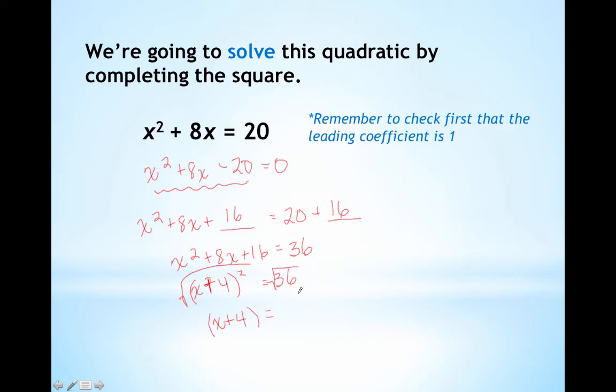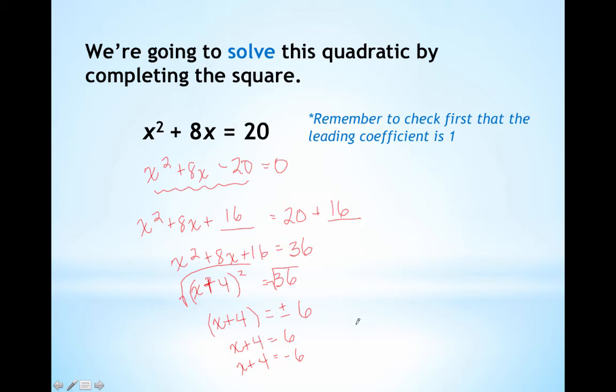equals, and if I take the square root of this, remember I have a positive or a negative number that will multiply to give me 36. So I've got a positive or a negative value of 6. So I know that x plus 4 is equal to plus or minus 6. So I'm just going to set up those equations. X plus 4 could be equal to a positive 6, or x plus 4 could be equal to a negative 6.